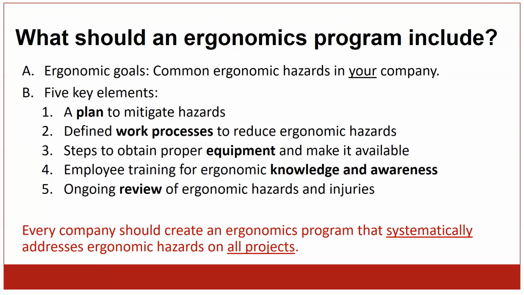And the last element is engaging in an ongoing review to check to see if the ergonomics program is working as planned. One part of this final element is conducting a final review, a look back at the end of a project to understand what worked well and what did not work as planned, so that lessons learned can be applied to improve future projects. These elements should be systematically applied to every construction project.